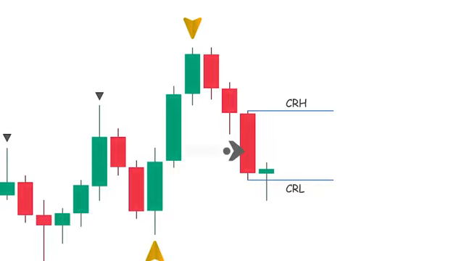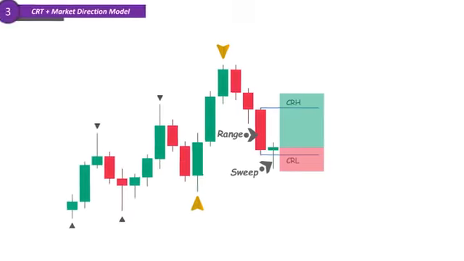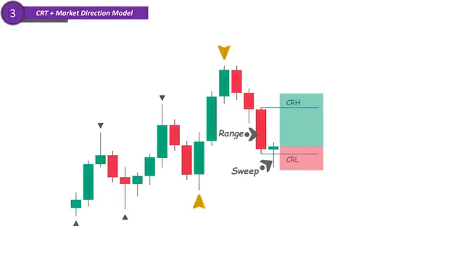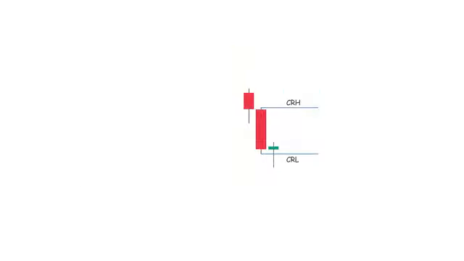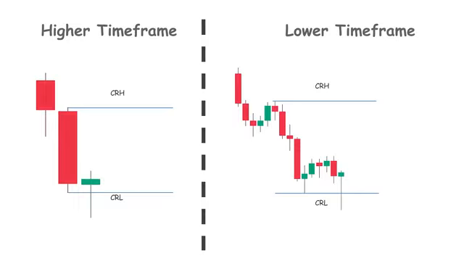We now have both the range and the sweep. Now the question is, where do we enter? One simple way is to open a buy position right after the sweep candle closes. But there's a better and more optimized way. We can zoom into a lower time frame to find a more accurate entry. For example, if we are on the 1-hour chart, we can go down to the 5-minute or 15-minute chart. On the lower time frame, we can see more details.